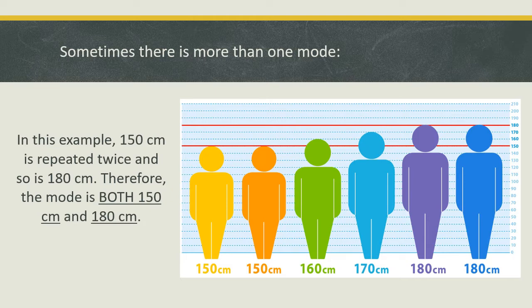It's just the number that's repeated the most. Since 150 and 180 are both repeated 2 times, that's the mode. If you had another number that was repeated 3 times, then only the one that was repeated 3 times would be the mode because it was repeated the most.